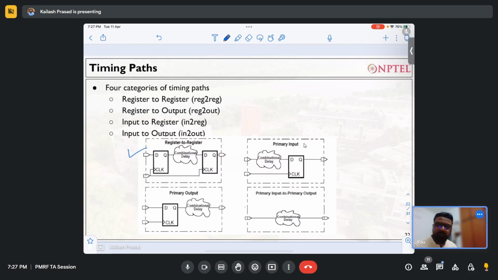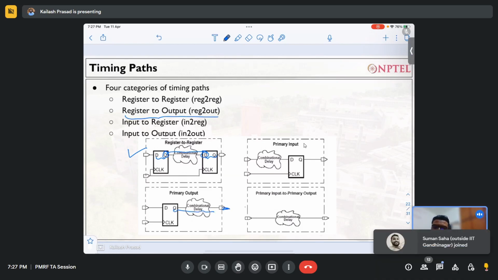The one which we have seen is this one. This is from D flip flop to D flip flop: the output of this flip flop to the input of this flip flop. This is a timing path. There can be another timing path where the register output and the combinational delay are not connected to any next flip-flop, which is called register to output.